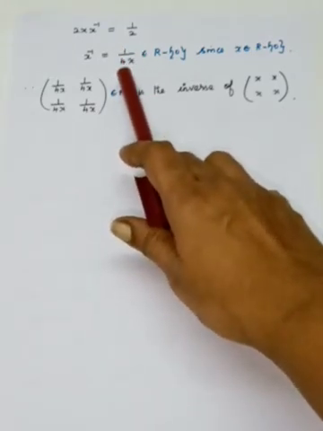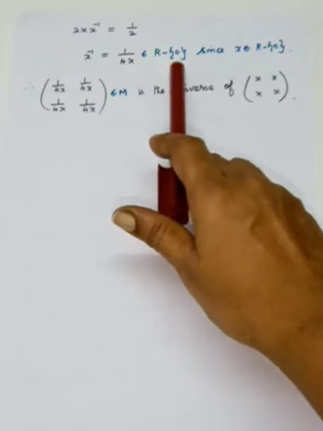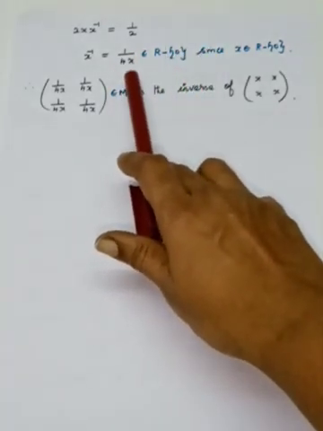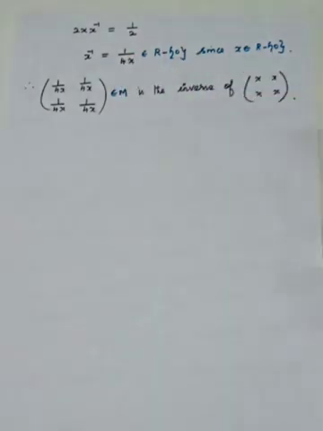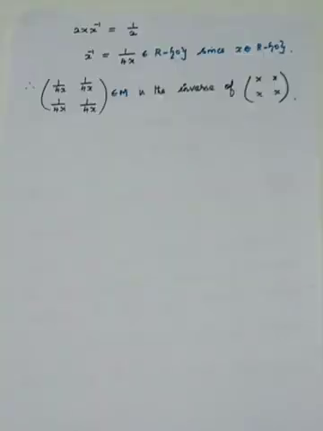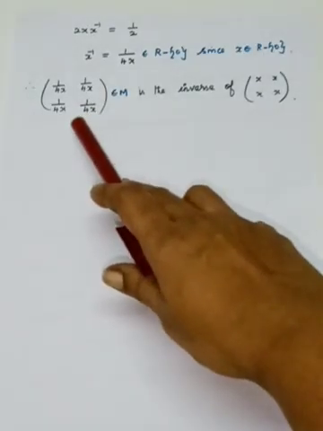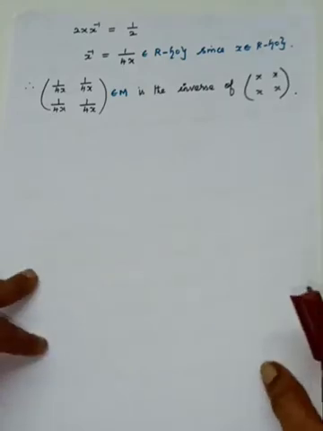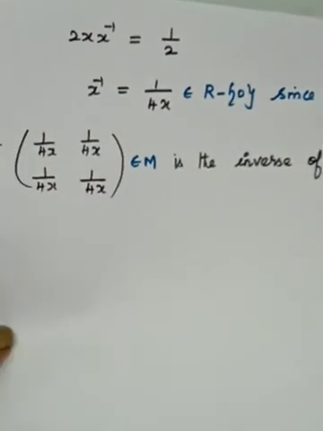It's a number, and this number is a non-zero real number because x is a non-zero real number. If x is 0, the inverse does not exist. So x, we have taken, is a non-zero real number; it should not be 0. Therefore 1 by 4x is also a non-zero real number. But what is the inverse matrix? 1 by 4x, 1 by 4x, 1 by 4x, 1 by 4x belongs to M and is the inverse of the x matrix.